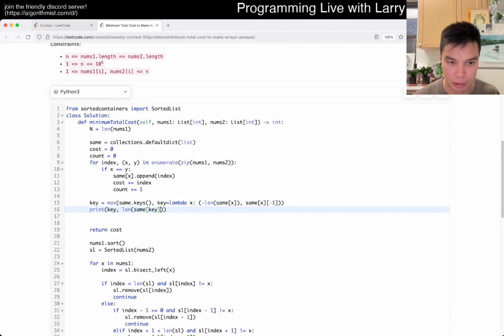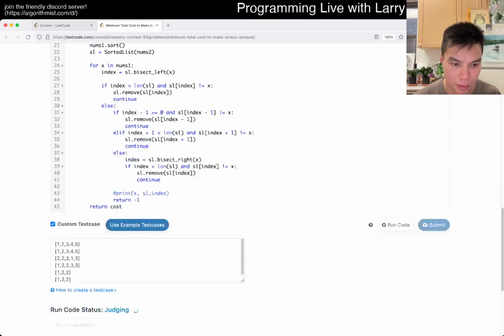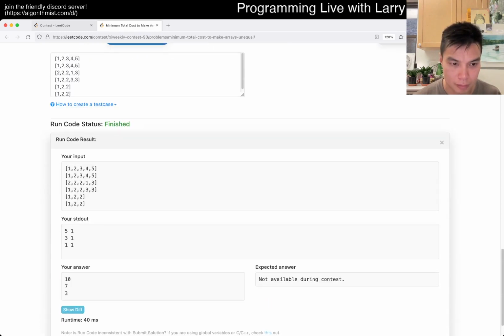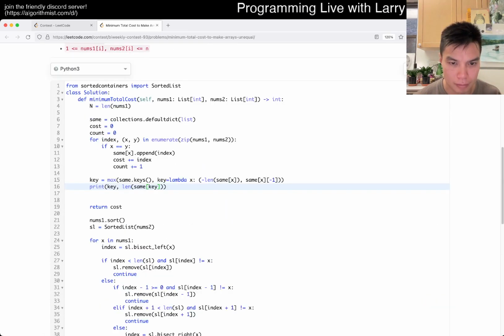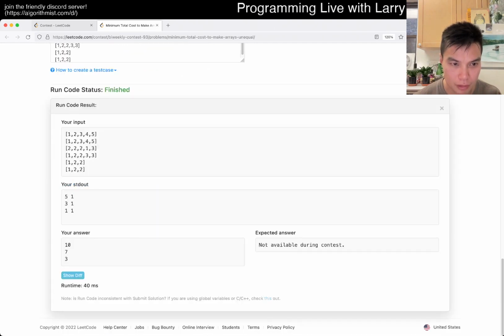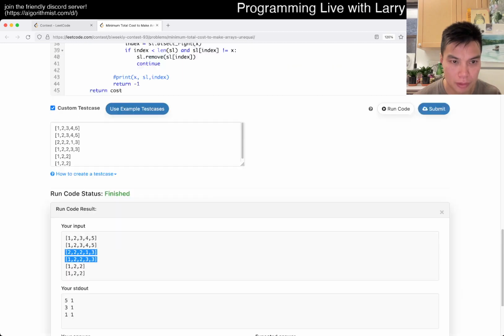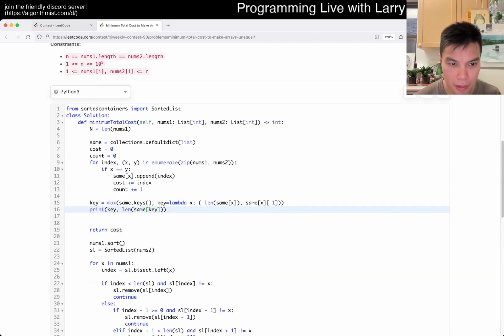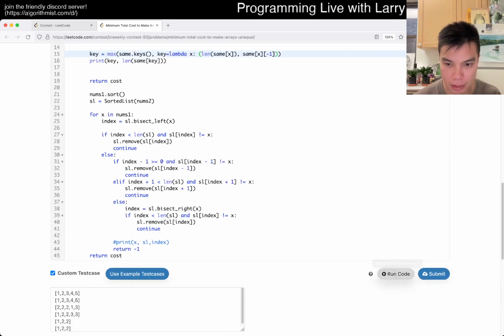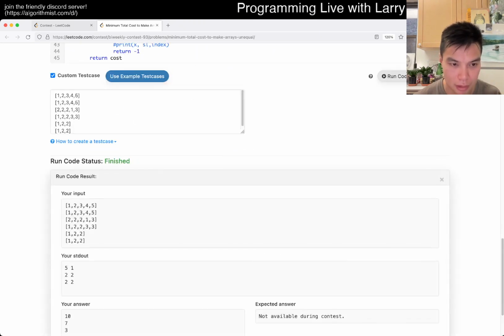Well, this is really weird anyway, but why is this only one? Shouldn't this be two? If I sort it by... whoops. So I have to max. Okay.